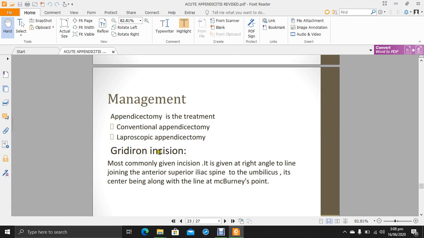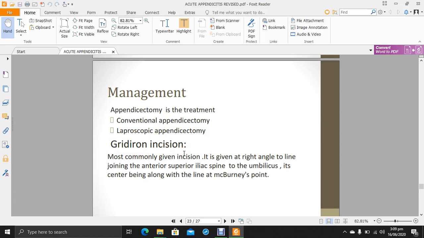And the gridiron incision, you should not be confused. Actually, as I mentioned, remember an imaginary line from the anterior superior iliac spine on the right side to the umbilicus, at the junction of the middle one-third and lateral one-third. This is the McBurney point, and the gridiron incision is an incision perpendicular to this line at McBurney point, and the middle of the gridiron incision will be at the McBurney point.